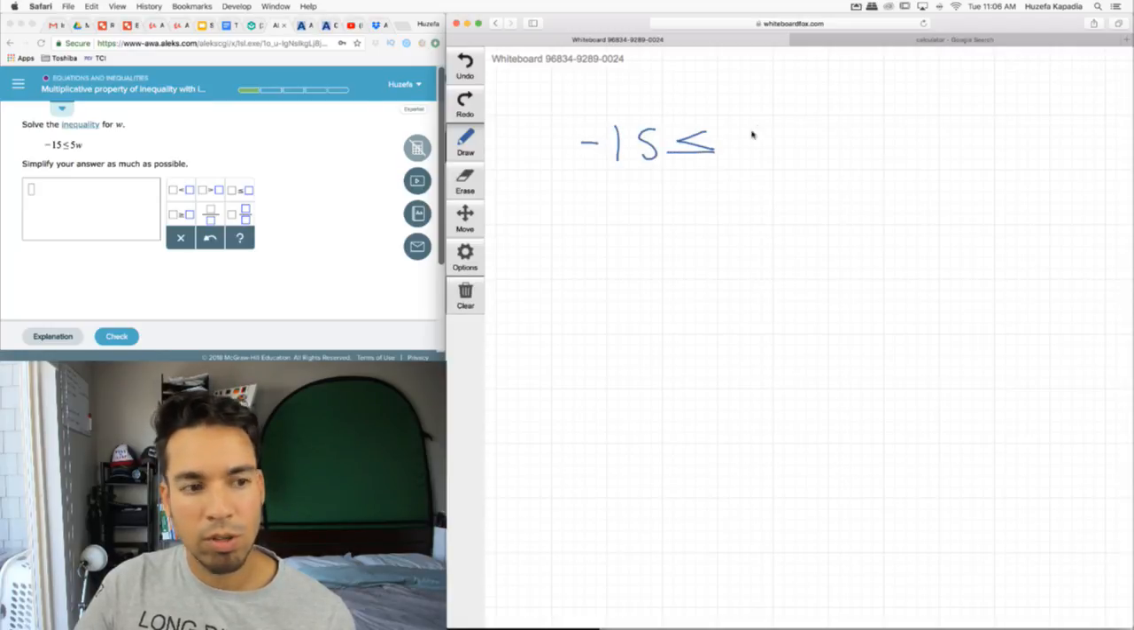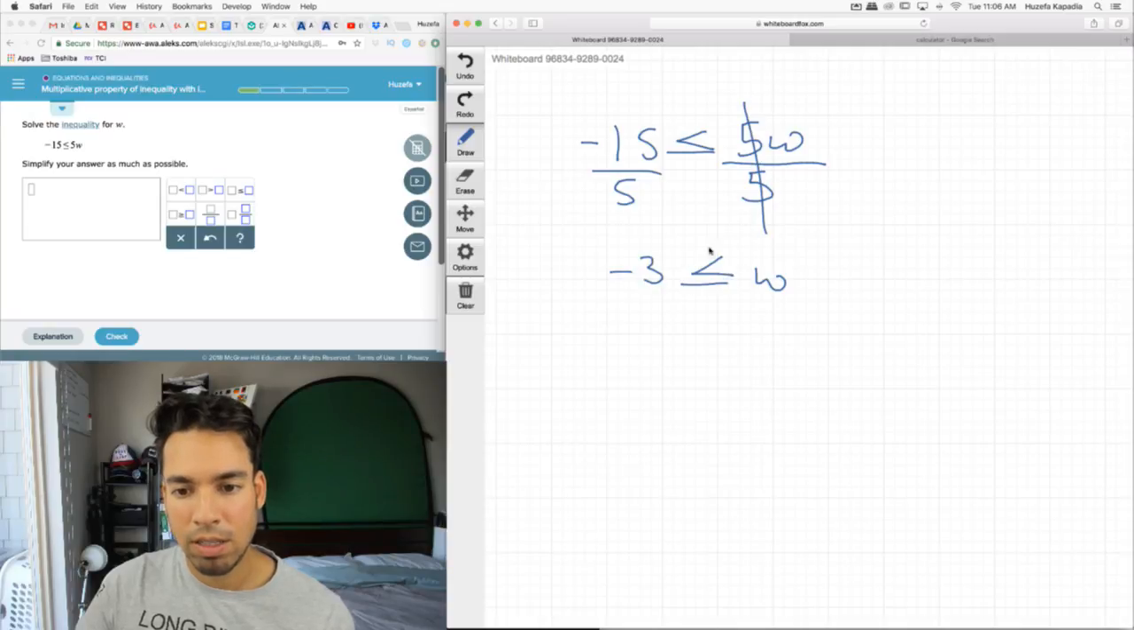-15 is less than or equal to 5w. So I'm going to divide both sides by 5. Since we're not dividing by a negative, we're dividing by a positive, this does not flip, and it stays like that.